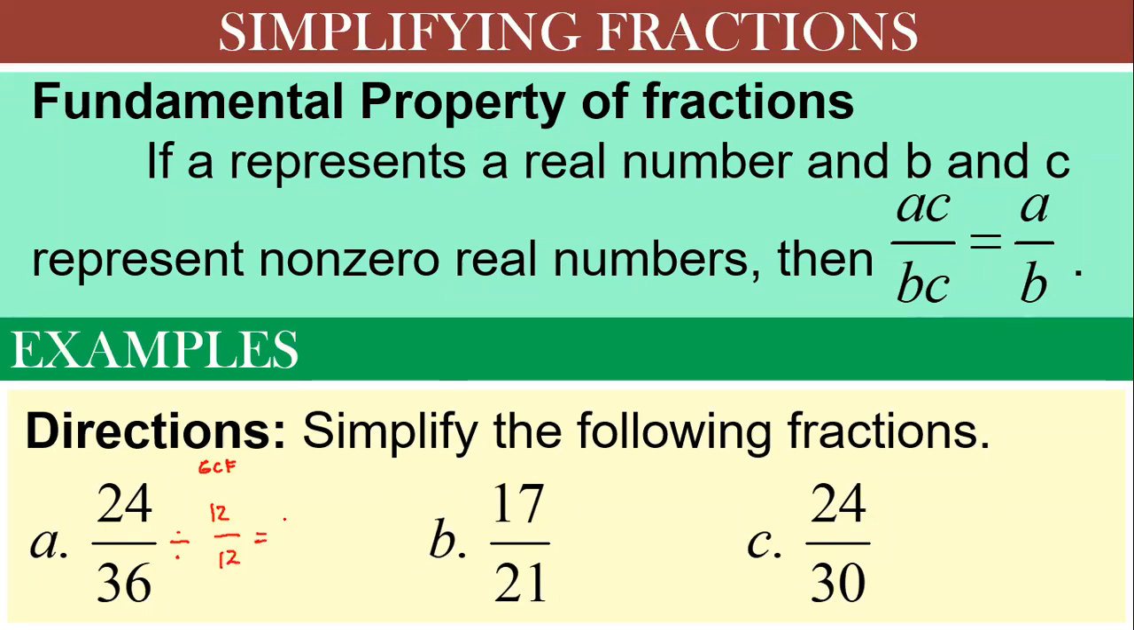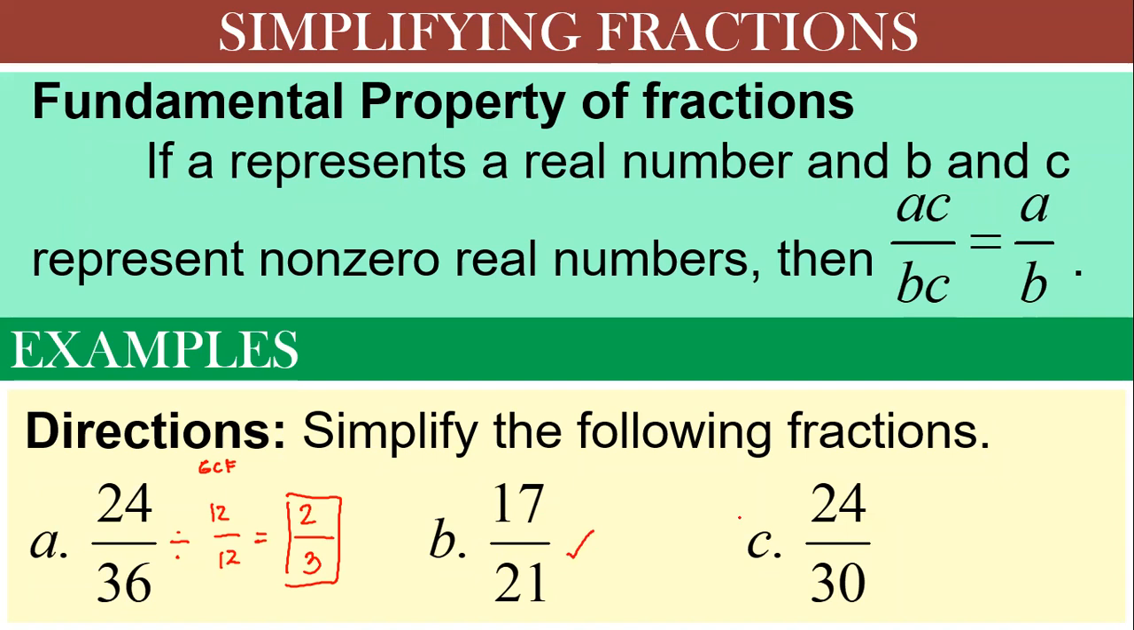So what is 24 divided by 12? You may use our chat box. So we have 2. Very good. How about 36 divided by 12? So we have 3. Therefore, the lowest term of 24 over 36 is 2 over 3. How about letter B? We have 17 over 21. As we can see, 17 and 21 don't have a common factor. Therefore, this is the answer, or it is already in the lowest term.